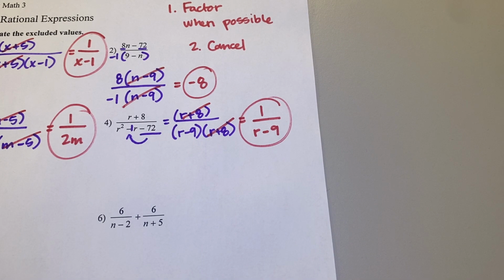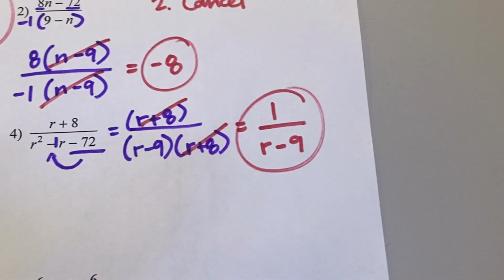So that's just a little refresher on simplifying rationals. Factor when you can and cancel. That's all we got to do.